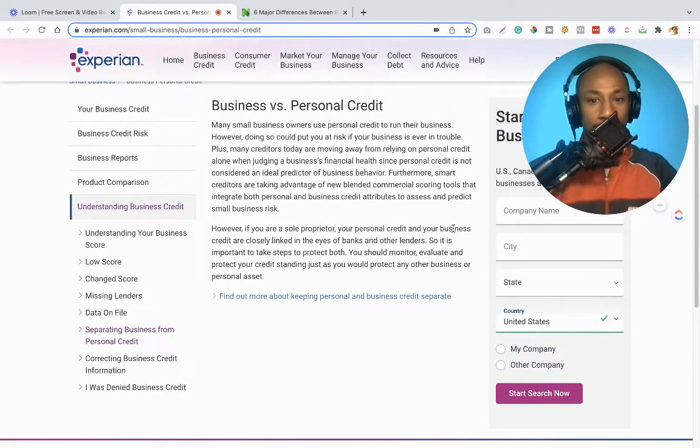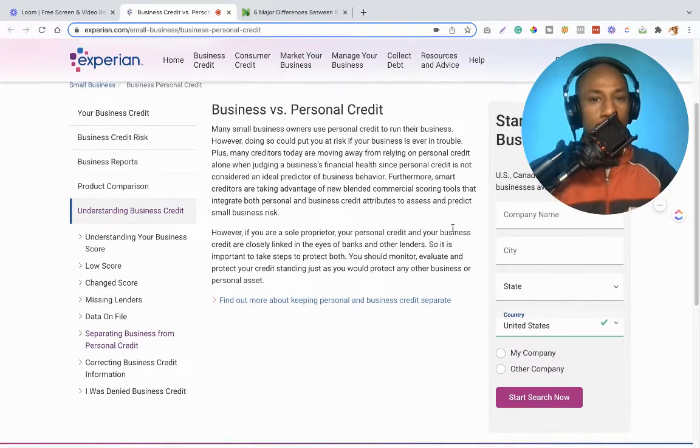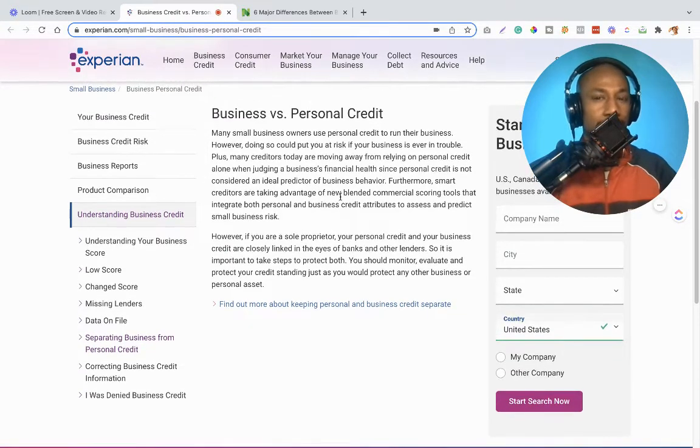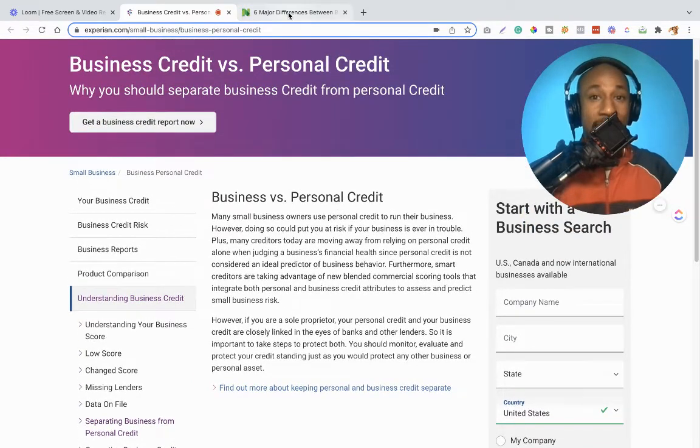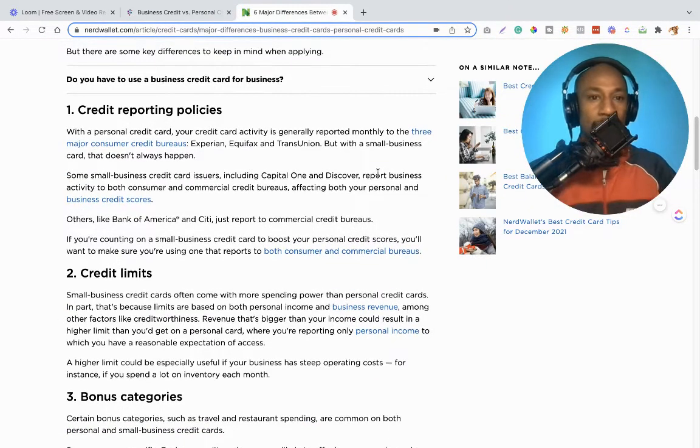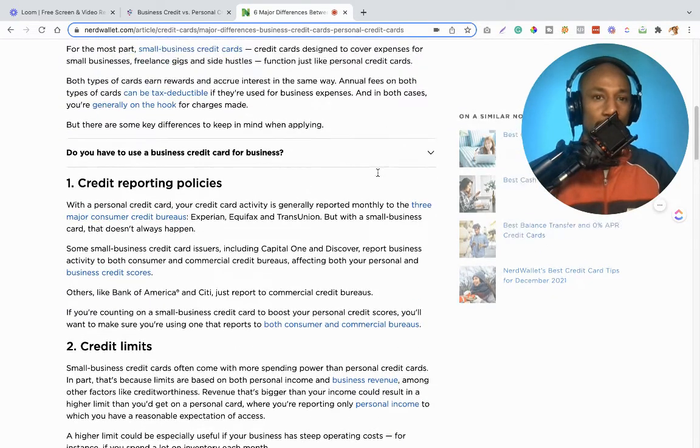So I thought this was a good short little description to help with explaining business versus personal credit, and why you should probably consider getting that business credit in motion if you haven't yet. And now diving more into some actual differences between business and personal credit.